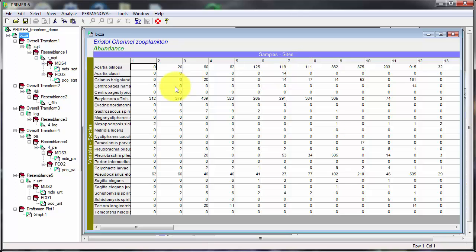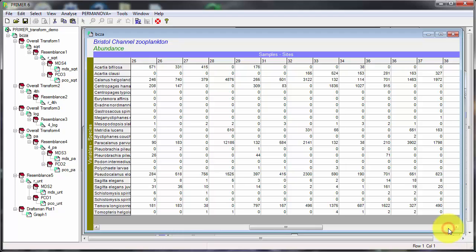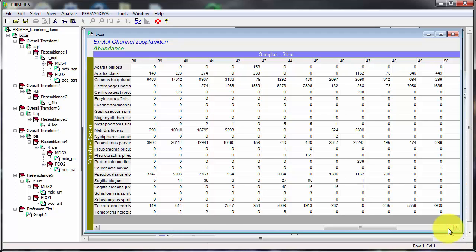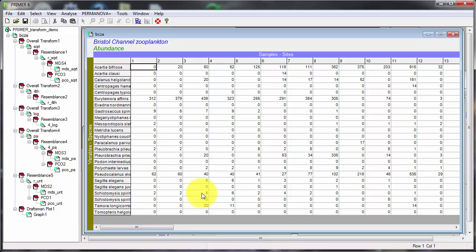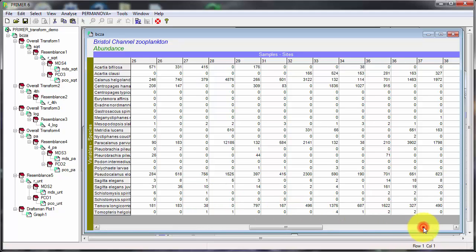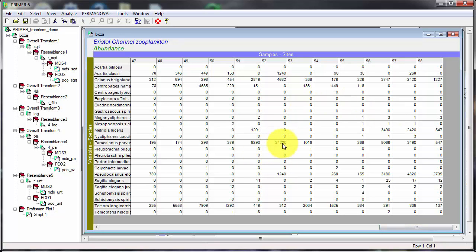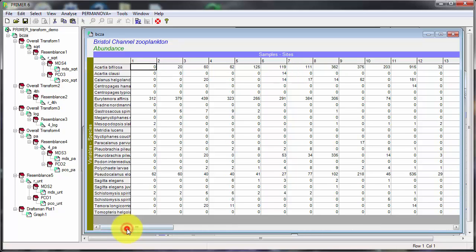Okay, so here's the untransformed data. And you can see that the abundance varies from relatively small numbers through to some larger numbers, with counts in the thousands, even tens of thousands. So what's going to happen here is that the resemblance measure is going to be dominated by some of these species that are in very high abundance, even up to 34,000 there, and taxa that are less common are really not going to have much influence.